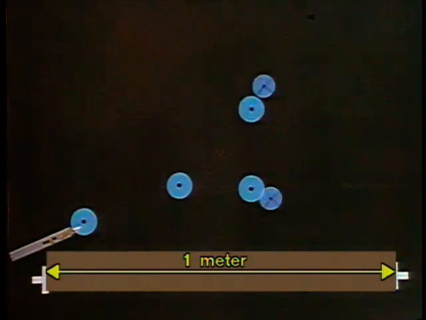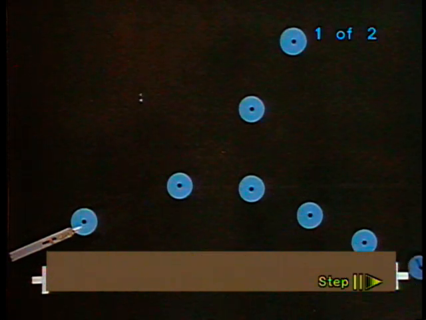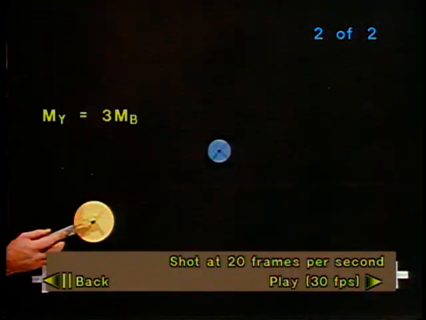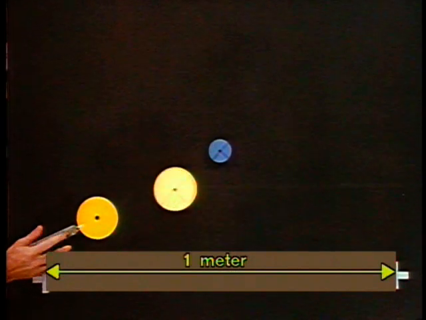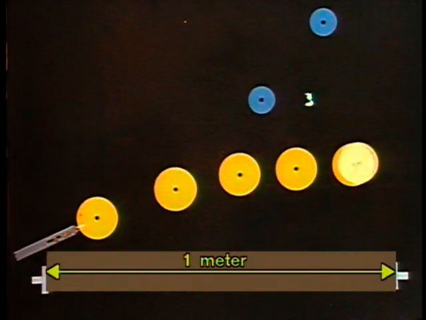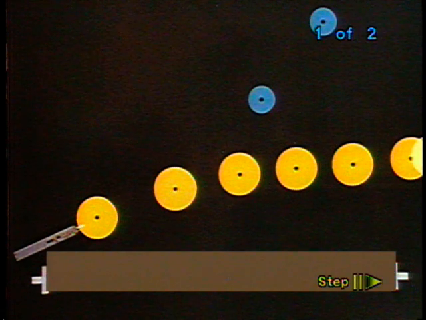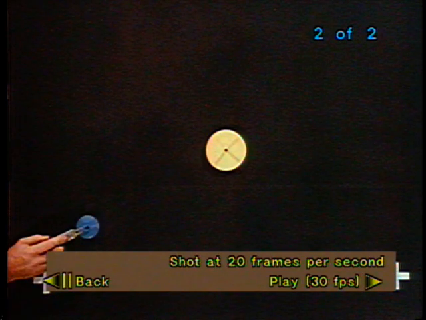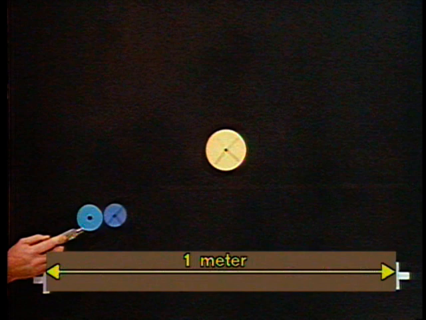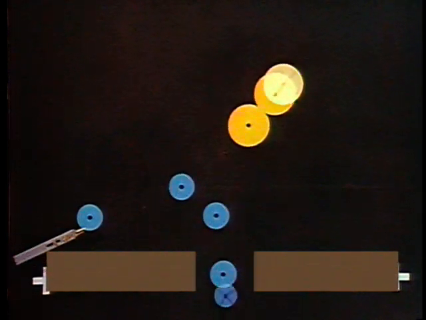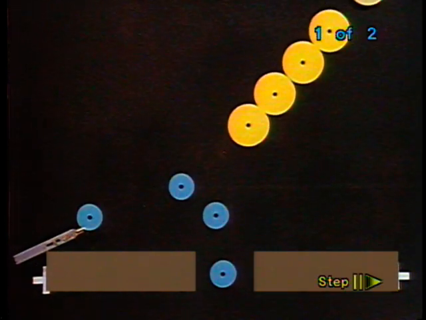Compute the initial and final values for energy and momentum. Compute the initial and final values for energy and momentum. Compute the initial and final values for momentum and energy.